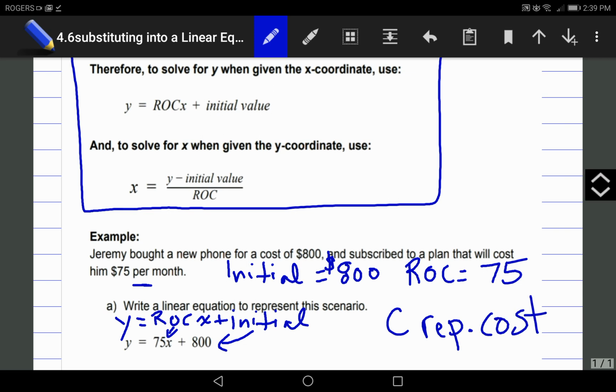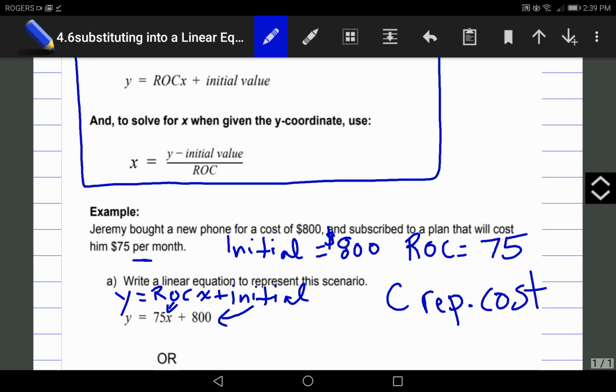And let's think of what our letter should be instead of x. Remember I said that that letter should always have something to do with, if you look at your rate, look after the word per. After the word per, you see month. Okay, so that means that our x value is going to represent months, but it's not going to represent just months. It's going to be the number of months.